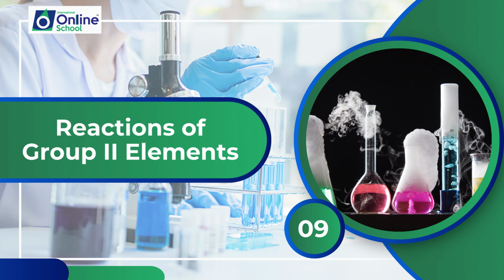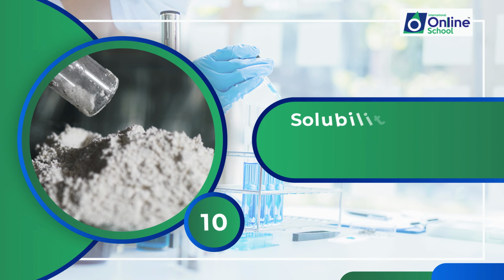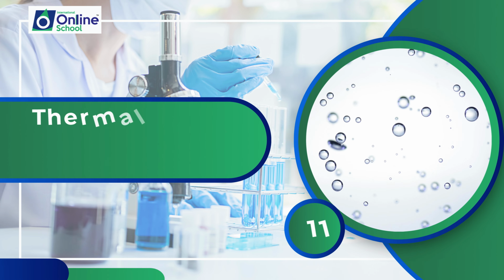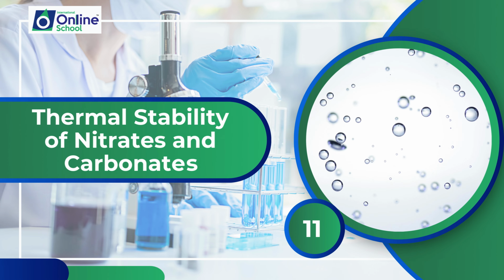You'll describe reactions of group 2 elements with water, oxygen, and nitrogen. This practical application will enhance your understanding of the chemical behavior of alkaline earth metals. In this lesson, you'll analyze and discuss the trend in solubility of the hydroxides, sulfates, and carbonates of group 2 elements. You'll discuss the trends in the thermal stability of the nitrates and carbonates of group 2 elements. This lesson explores the relationship between the thermal properties of compounds and their structural characteristics.